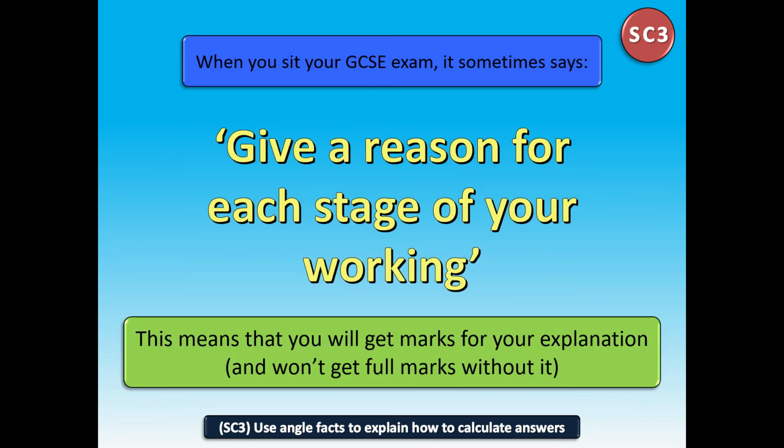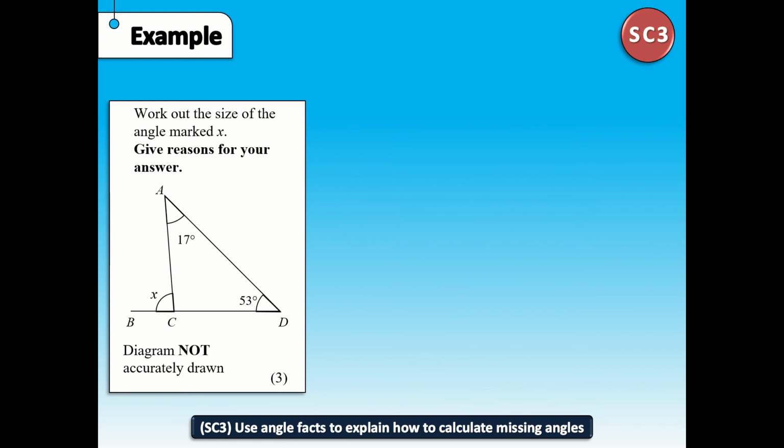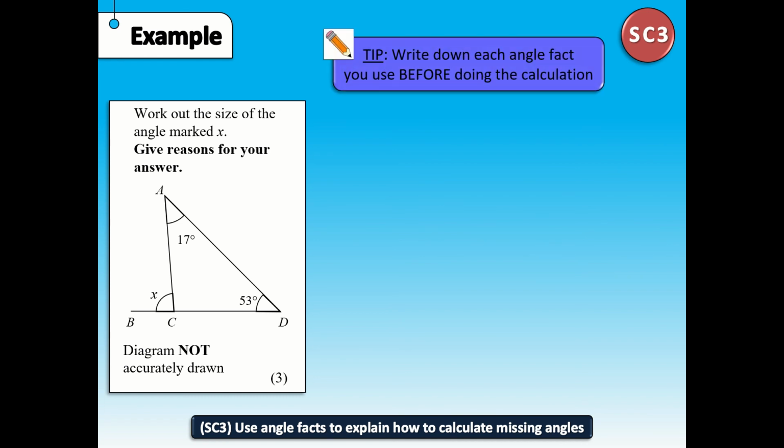So at GCSE, you also need to be able to give a reason for each stage of your working. So if we have a look at this question here, we want to find the size of the angle marked X and give a reason. So write down each angle fact you use before doing the calculation.